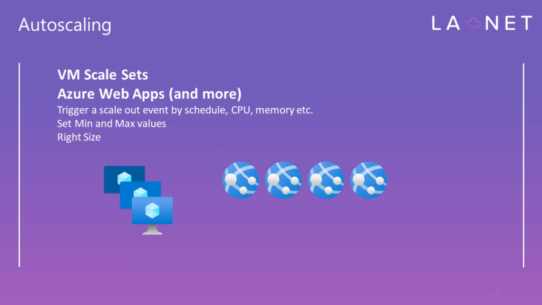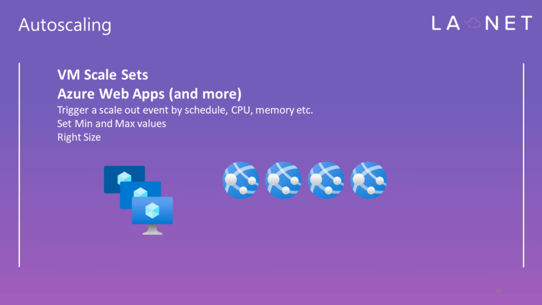So what we can do is trigger how to scale it. We can scale out, which means adding more instances. So you'd add another VM to that VM scale set, or add another web app instance to your Azure web apps when the load becomes high. There are multiple ways you can scale these things.